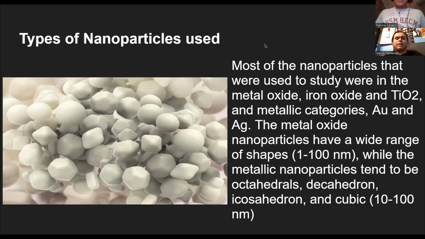So, the metal oxide nanoparticles have a huge range of shapes, so it's not really bounded by a whole lot. But it does tend to range from 1 to 100 nanometers in size, while the metallic nanoparticles tend to be octahedrals, decahedron, icosahedron, and cubic. So it actually ends up ranging from 10 to 100 nanometers, which is about the same as the first one.